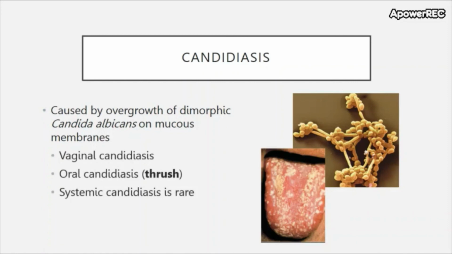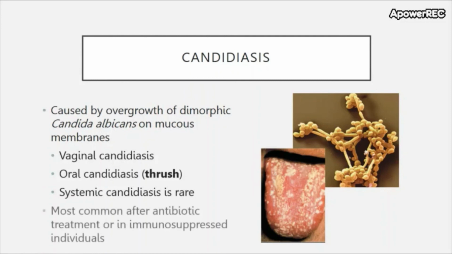Normally, this organism is kept in check by our normal microbiota, but when there's a breach in this system, we can have three different types of yeast infections, which are vaginal, oral, which is also known as thrush, and systemic candidiasis, which is rare. It's most common after an antibiotic treatment or in immunosuppressed individuals.